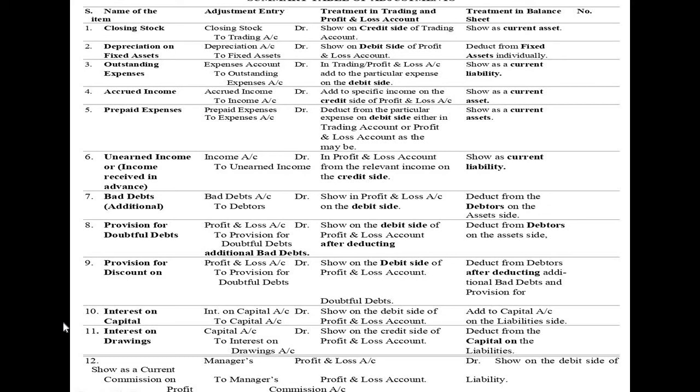The next one is outstanding expenses. These are certain expenses which relate to a particular accounting period but are not paid in that accounting period due to certain reasons. The adjustment entry is, for example, if rent is the expense, then rent account to rent outstanding account. That rent outstanding is added to the respective expenses account in the trading or profit and loss account and also shown on the liability side of the balance sheet.